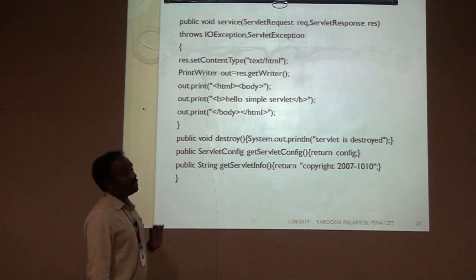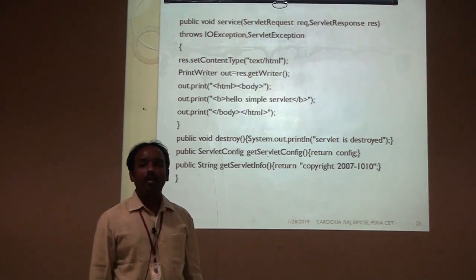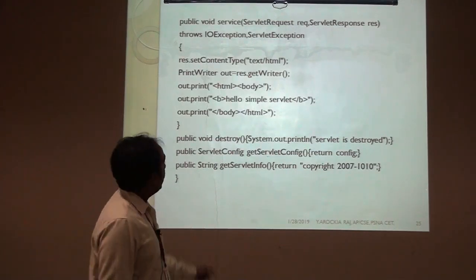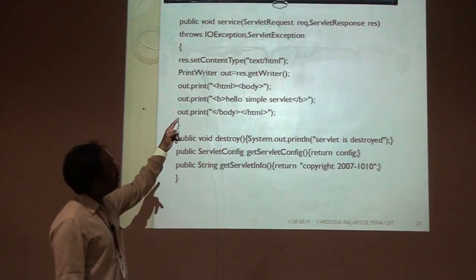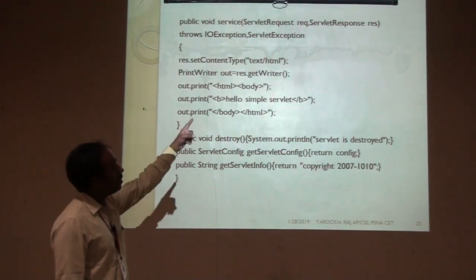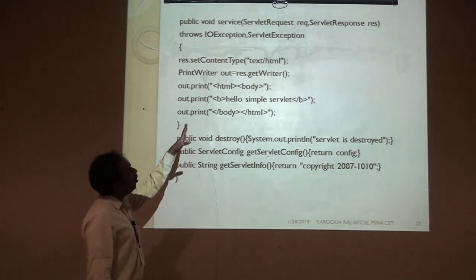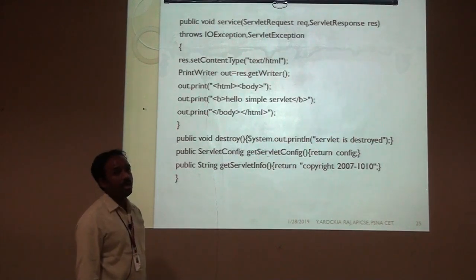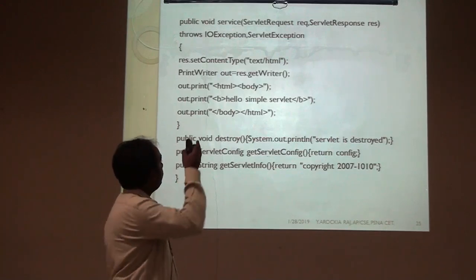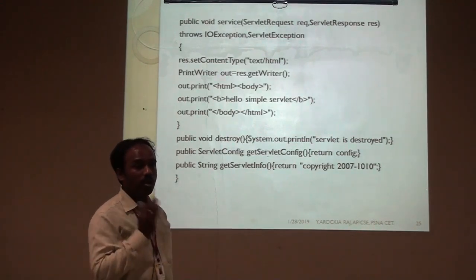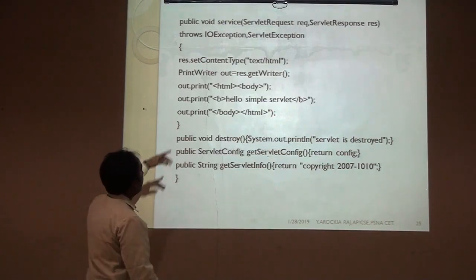Then inside the block, res.setContentType("text/html"), right? So what is res? Res is the response object of the ServletResponse class. So res.setContentType("text/html"). Okay, so I am telling the client that the data I am going to send may contain text or HTML. That is what I am creating.